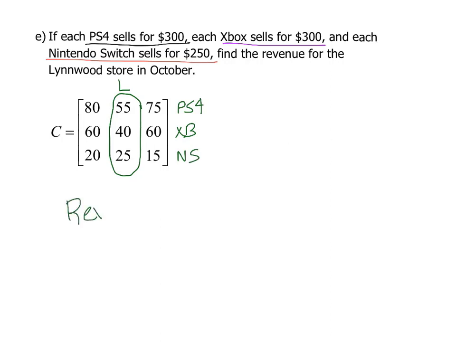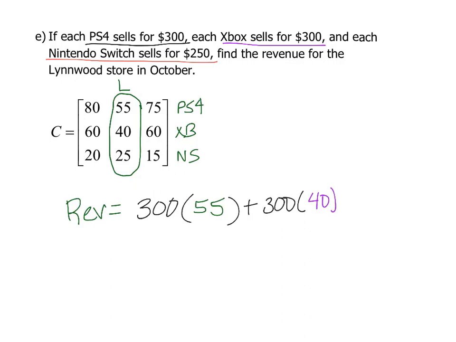So my revenue for that month for the Linwood store is going to be, I take my PS4, those cost $300, and I sell 55 of them. And then I add on to that my Xboxes, so those also sell for $300, and I've sold 40 of them. And then the Nintendo Switches, those cost $250, and we have sold 25 of them.